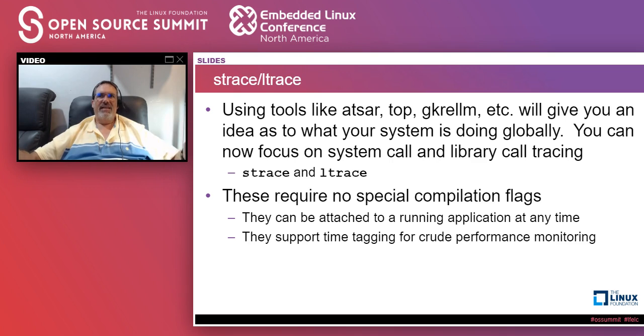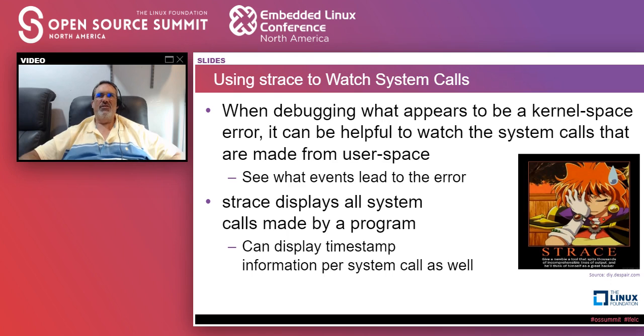Now, there are a lot of tools available to us, and strace and ltrace are ones that I use frequently because they give me the ability to take a look at all the system calls or all the library calls that are coming out of a particular application. There are no special compilation flags. You do not have to compile the code with a dash G option to use strace and ltrace. So what strace does is it hooks into every system call.